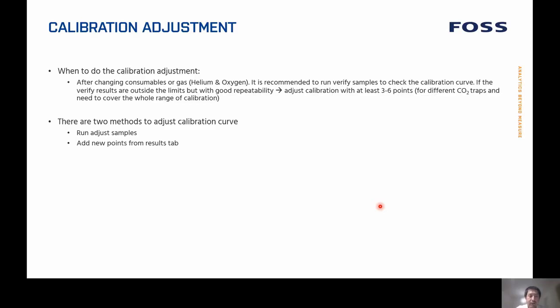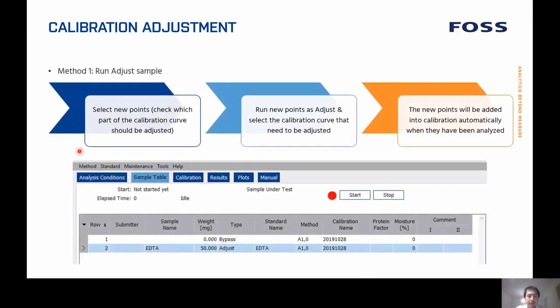And there are 2 ways. The first way is you just run the adjust samples. I will show you how to run it in the next slide. And also you can run and add the points from the result tab. So the first way is you just run the adjust samples. This is how you do the adjust samples.